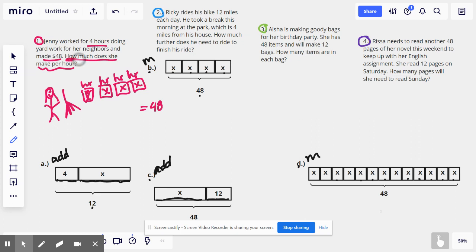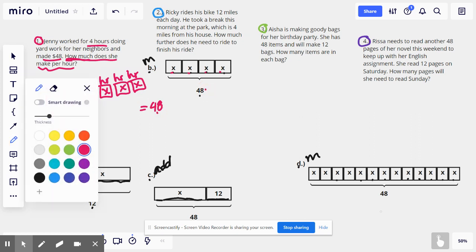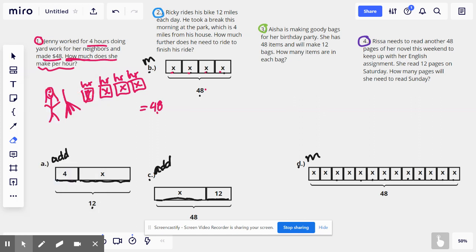Now that I've drawn it out, this is what I see when I read the question, and I know that I'm looking for how much she makes per hour. It looks like one of these tape diagrams, doesn't it? It doesn't look like A. It sure does look like B though, because there's 4 X's, and I have 4 X's, and the total here is 48, and the total here is 48. So I'm going to say that question number 1 really works with the diagram that is B.